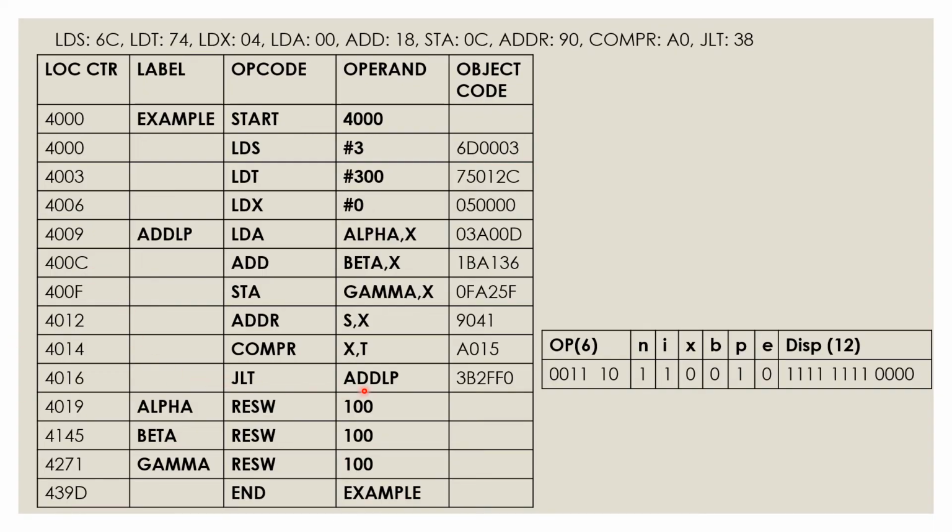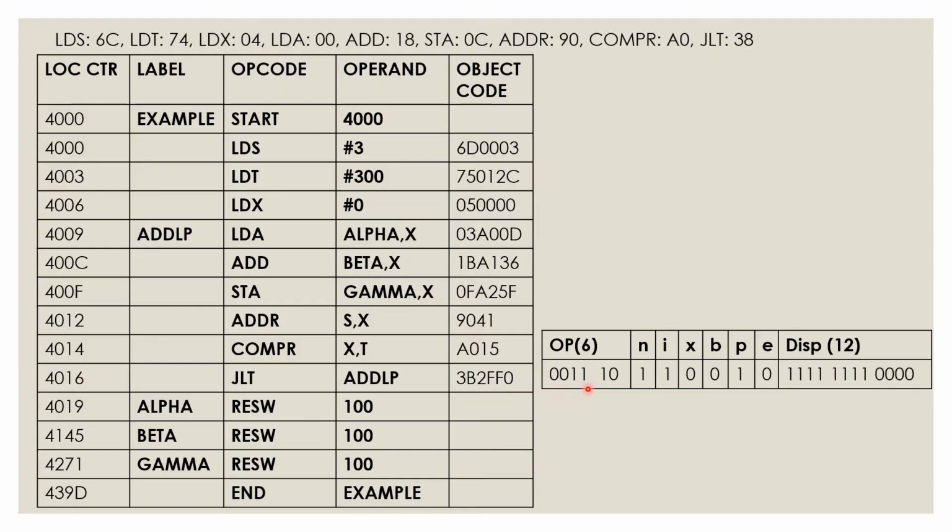And for JLT add loop, for JLT the value is given as 38, the value of 3 is 0011 and the value of 8, we will consider only the first 2 bits, that is 10, and the values of n and i will be set to 1 because it is not in immediate addressing mode nor in indirect addressing mode, and the E value will be set to 0 because it is of the format 3. So using the formula 4009 minus 4019, we'll get the value as FF0 and we'll write it in the displacement in 12 bits.